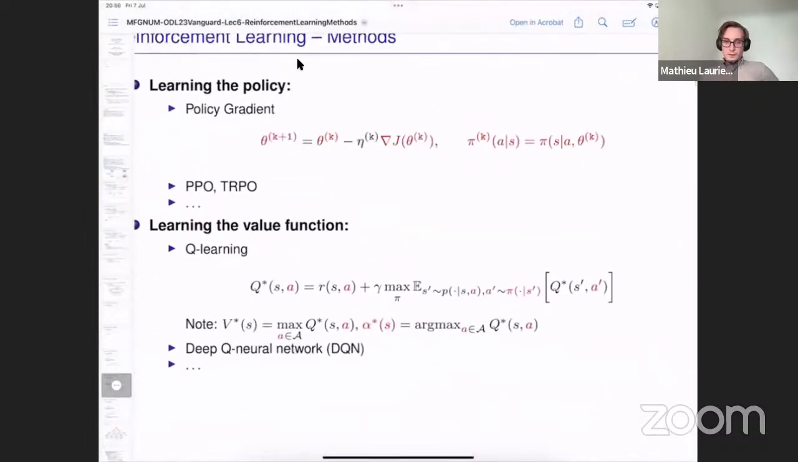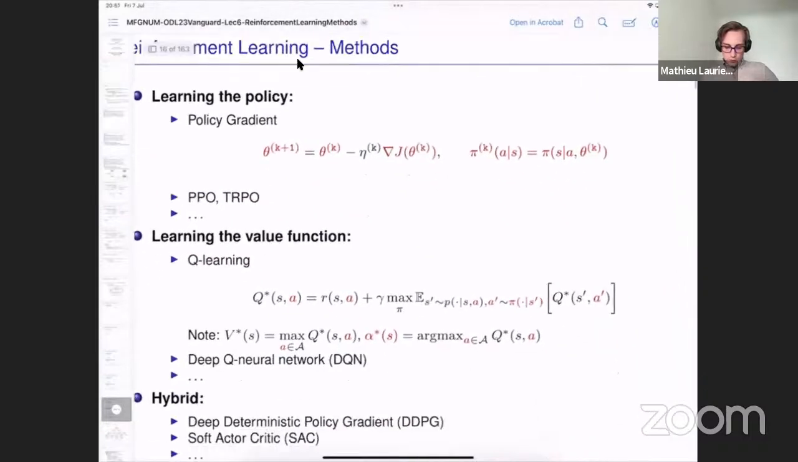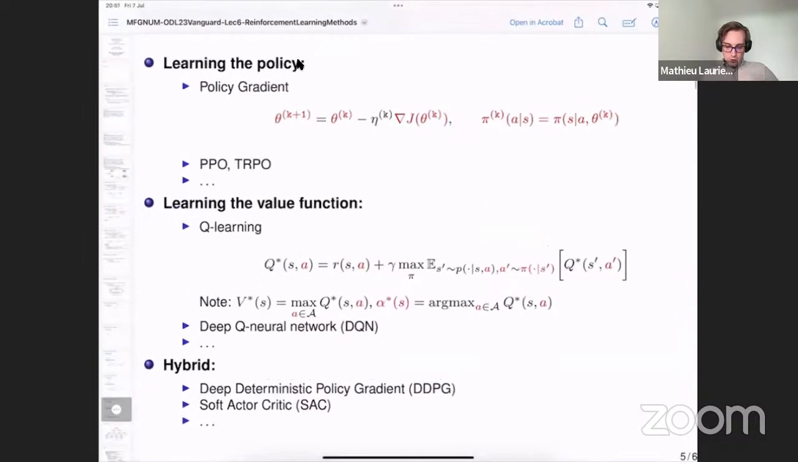And there are extensions using Deep Q Network, DQN for short. So I will not go into the details, but there are references in the literature. I will show just briefly some of these algorithms next. And there are some hybrid versions: DDPG, deterministic policy gradient, and soft actor-critic, SAC, in which you try to learn at the same time a policy and a value function.